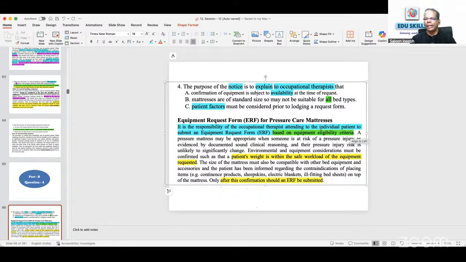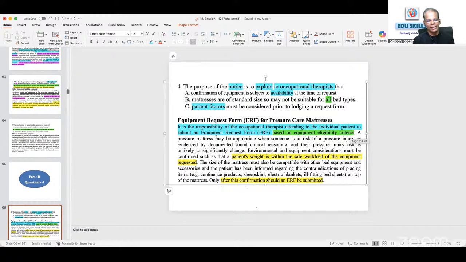See, again, they are explaining: you should confirm the patient's weight is within the safe workload of the equipment requested. It means the equipment is of a set size. If the patient is heavy, like 130 kg, book another standard size for them. Do you understand? The pressure care mattresses are of standard size.